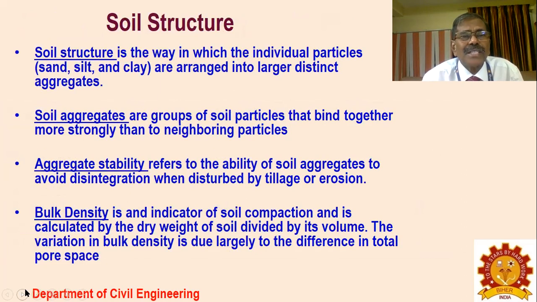Now, soil structure is the way in which the individual particles are arranged into larger distinct aggregates. So this is a conclusion on soil. Soil aggregates are groups of soil particles that bind together more strongly than to the neighboring particles. Aggregate stability refers to the ability of the soil aggregate to avoid disintegration when disturbed by tillage or erosion. Bulk density is the indicator of soil compaction and is calculated by the dry weight of the soil divided by its volume. The variation of the bulk density is due largely to the difference in total pore space.